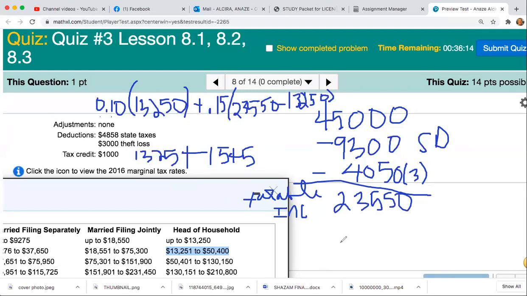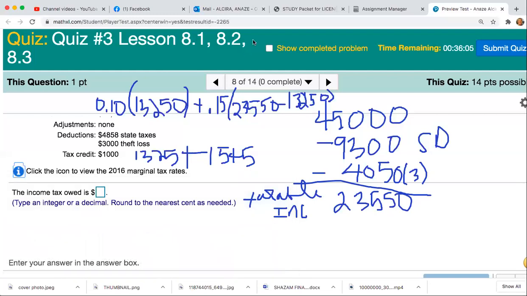Let me see, I'm looking for a good spot too. Here, I'm going to get rid of this because I don't need that table anymore. All right, getting rid of it. So now the tax liability for this person, $2,870. That's how much taxes this person should have paid for the year.